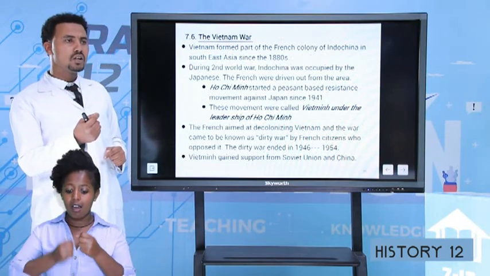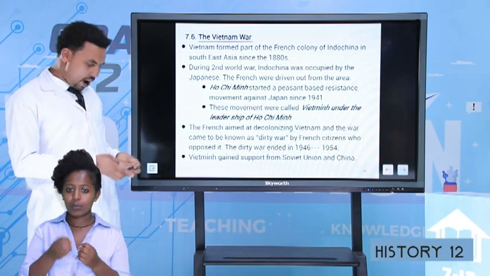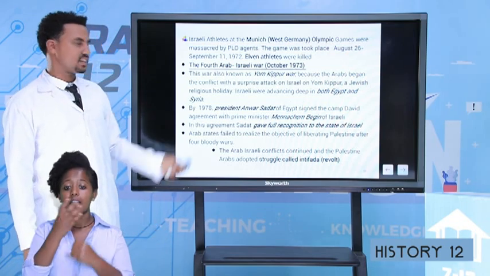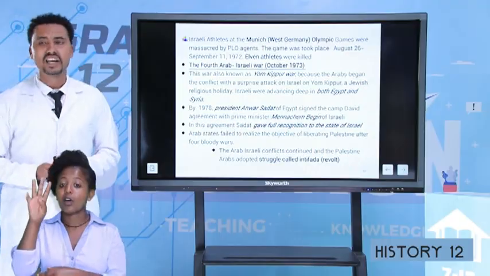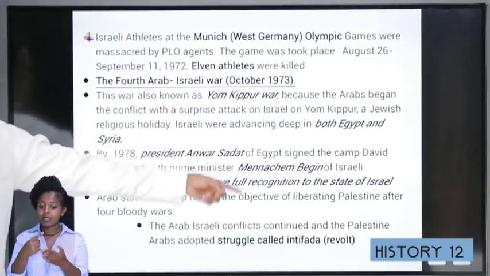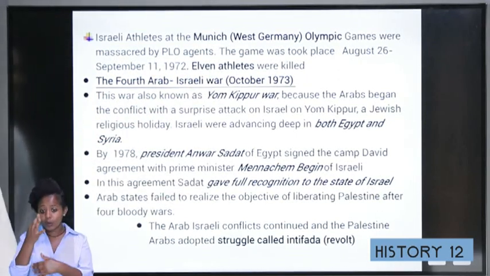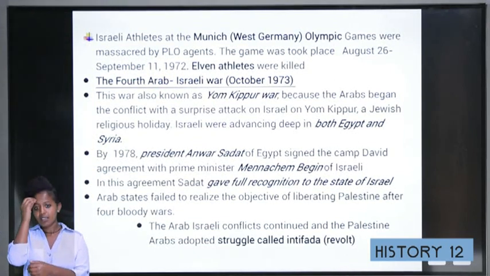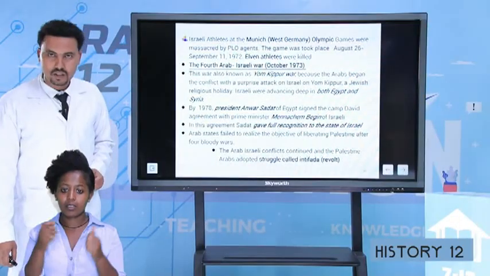After the Munich Olympics, there was a war between Israel and Arab states. This war was known as the Fourth Arab-Israeli War. The war is also known as the Yom Kippur War, because the Arabs began the conflict with a surprise attack on Israel on a holiday, Yom Kippur, a Jewish religious holiday. Israel advanced deep into both Egypt and Syria.